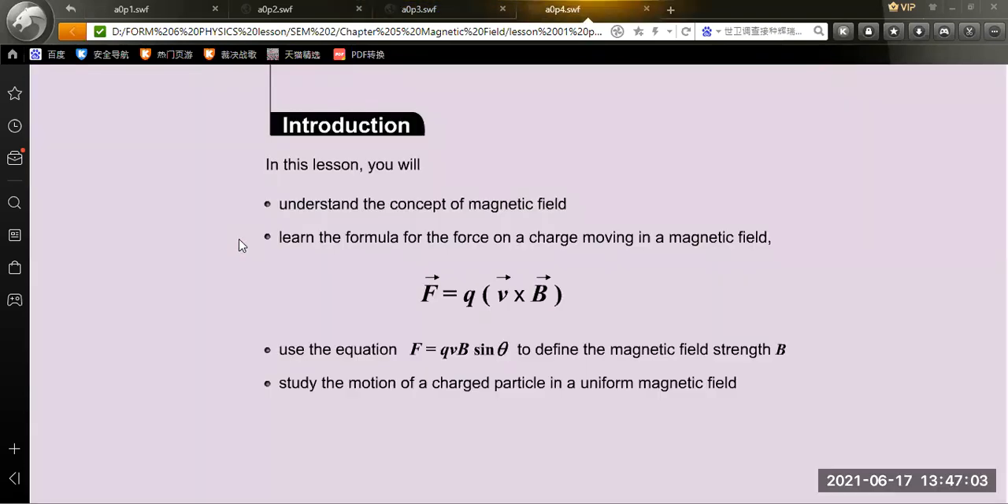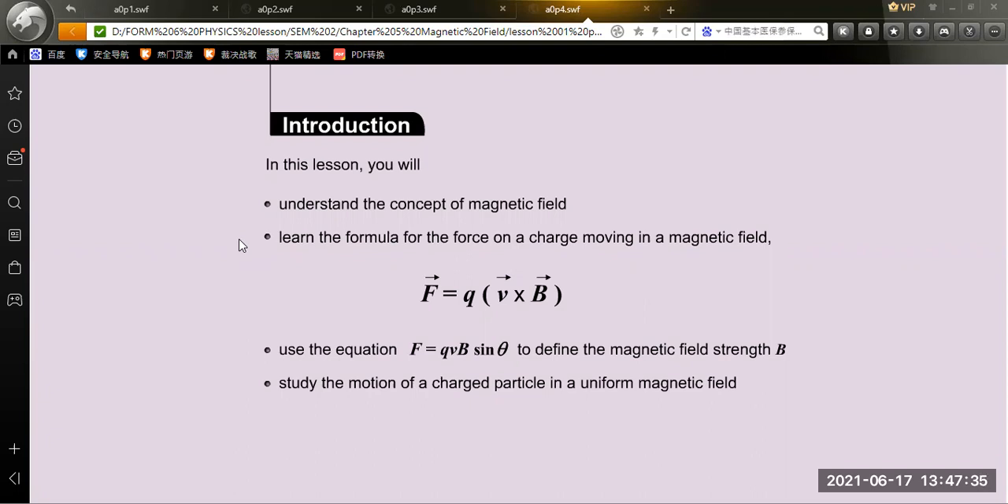Ladies and gentlemen, in today's lesson, you will learn about the magnetic field. You will understand the concept of the magnetic field. Second objective, you will learn the formula for the force on a charge moving in a magnetic field, where we use F equals Q V times B.